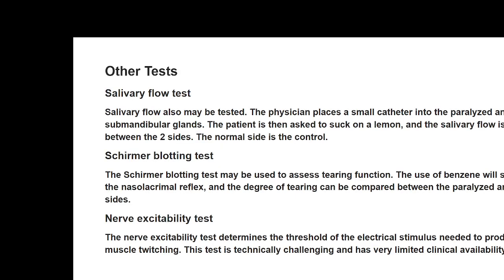The other conditions which can affect these peripheral nerves are mainly the degenerative diseases of the nerves, or tumor pathologies, or injury to the nerves. That's the most important thing.